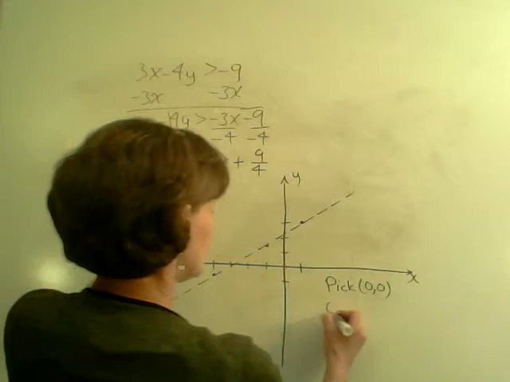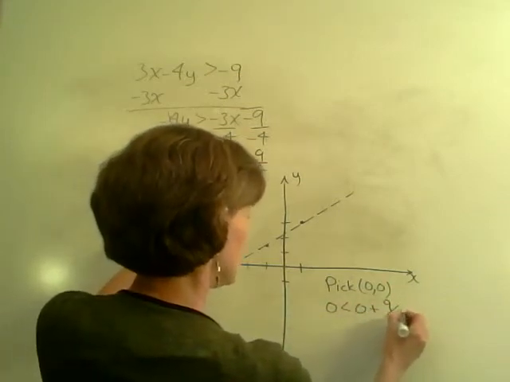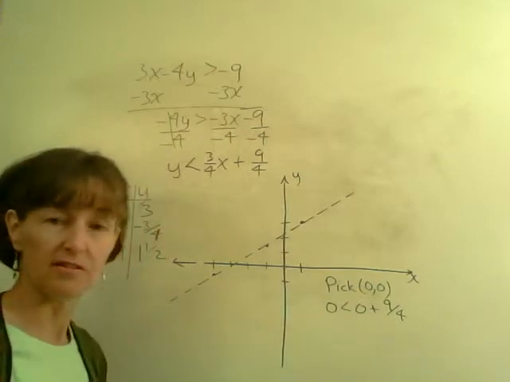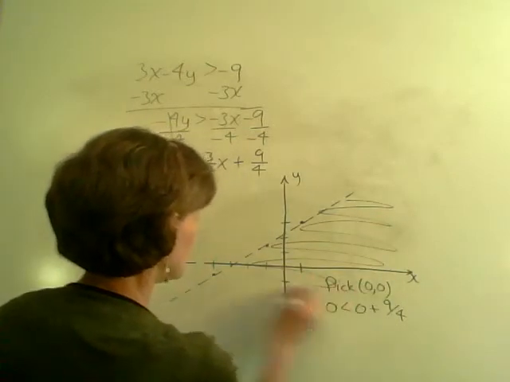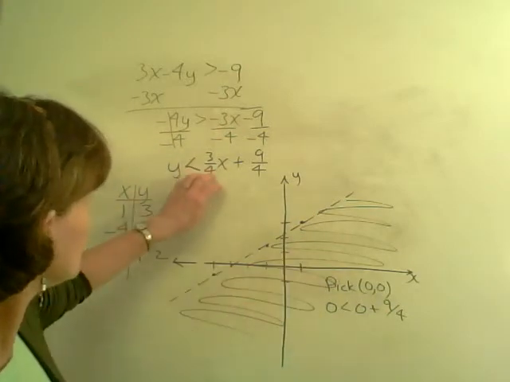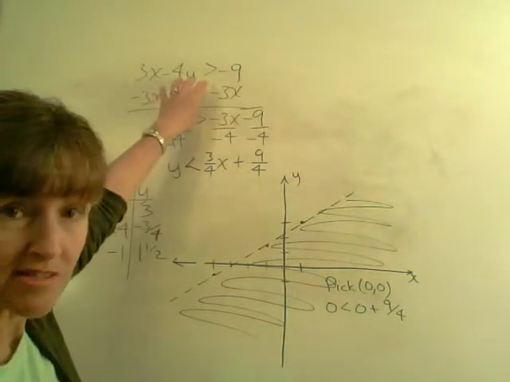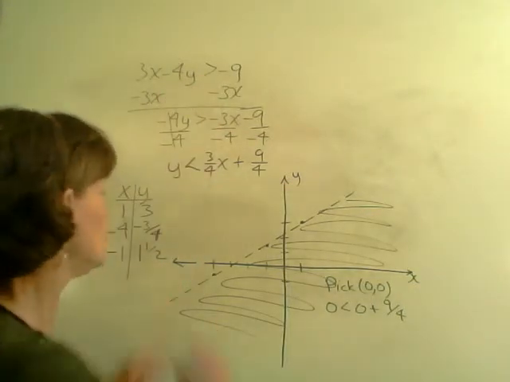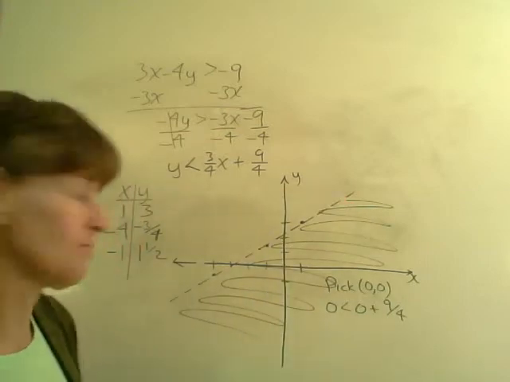Put 0 in, so 0 is less than 0 plus 9/4. Is that true? Well, yes, 0 is less than 9/4. So we're going to shade the side with 0, 0 on it. All of these points are solutions to this inequality, which, by the way, is the same as this inequality since we did our math correctly. But the points on the line are not solutions to the inequality.